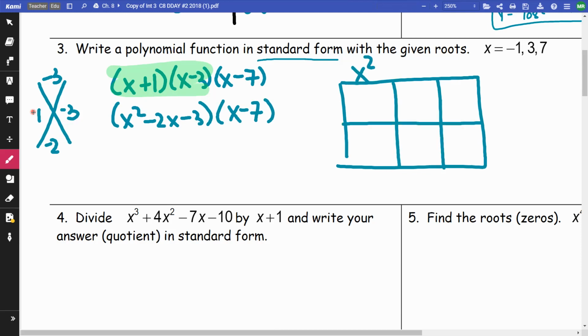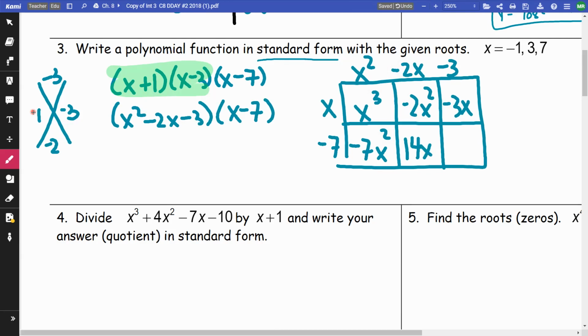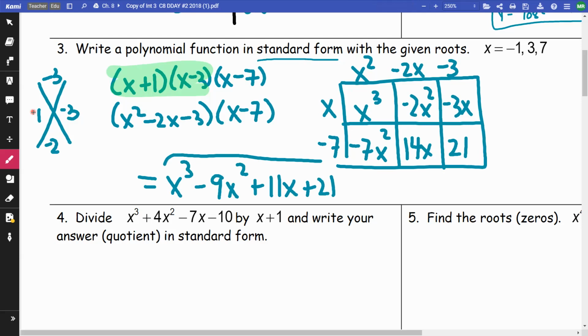And I have x squared minus 2x minus 3 and an x minus 7. And so I get x to the third minus 2x squared minus 3x, negative 7x squared, a 14x, and a 21. So that gets me an x cubed minus 9x squared plus 11x plus 21.